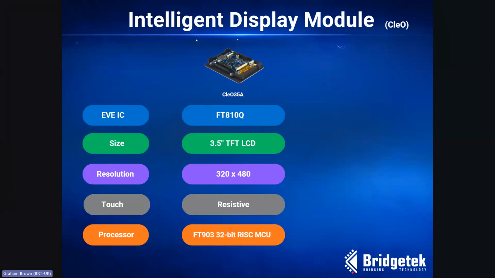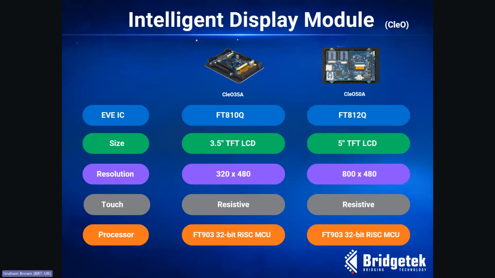Our Clio range of modules are driven by the FT8 generation EVE and incorporate pre-programmed FT900 MCUs. These allow the use of a higher level command set via the Arduino IDE for developing applications. There are 3.5 and 5-inch versions of this module available.